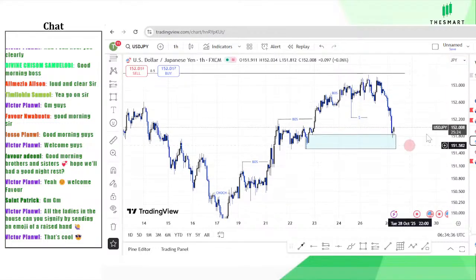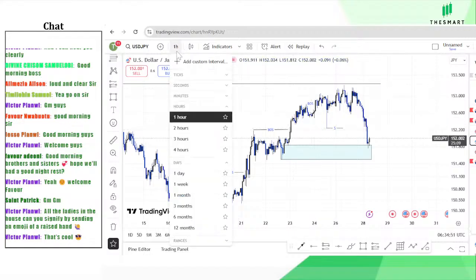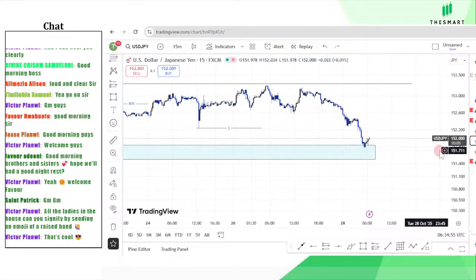So for this particular one, price has already mitigated this zone. So what do I want to see? I want to go down to the 15 minutes so we can join this trade, because we've already deleted our entries as of yesterday. So I will have to go down to the 15 minutes to get confirmation for us to join.